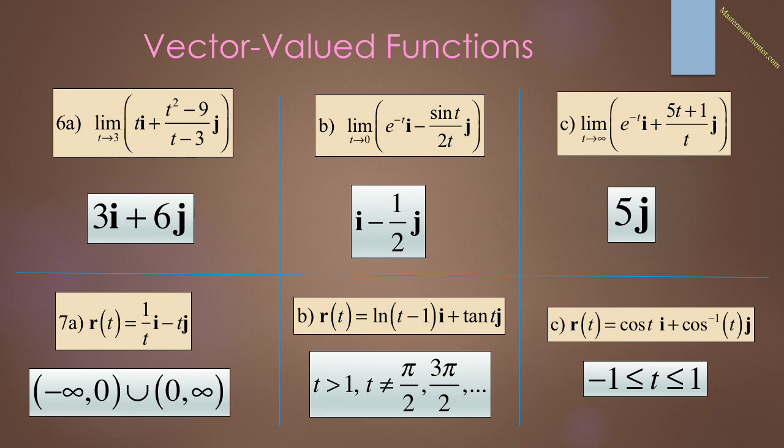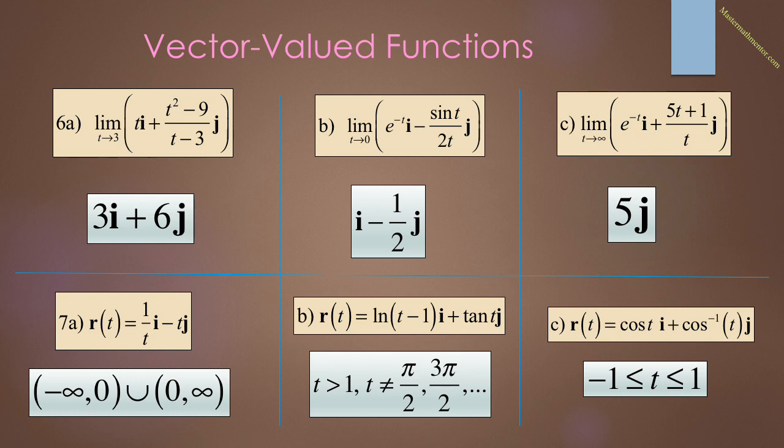7a is r of t equals 1 over t i minus t j. 1 over t is discontinuous at t equals 0, and t is continuous everywhere, so this vector-valued function is continuous on negative infinity to 0 union 0 to infinity.